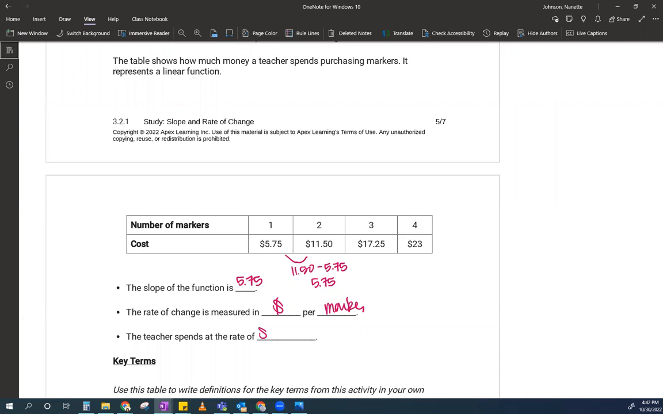Now, I don't know if this is a marker set, like, you know, how they come in boxes, but according to this, it says 1. So I assume that it's just 1 marker.